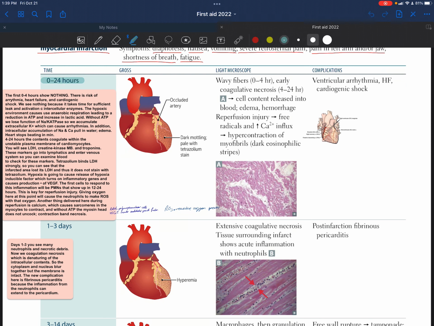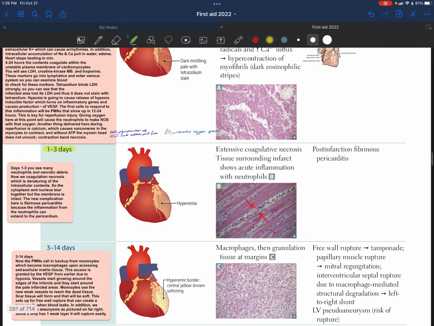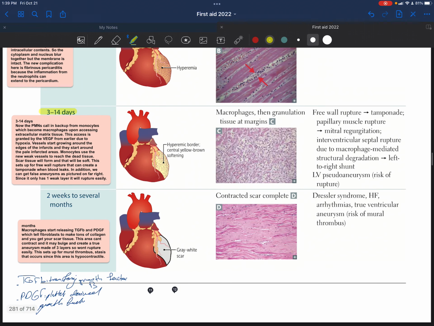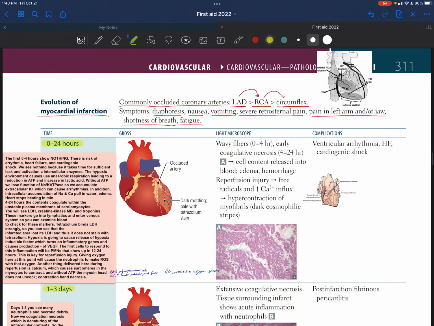So we're going to talk about the changes in different periods of time. So we have from 0 to 24 hours, then after the 24 hours, so basically from the end of 24 hours, that is after the first day, till the third day, and then from the third day till 14 days, and then from basically 2 weeks to several months.